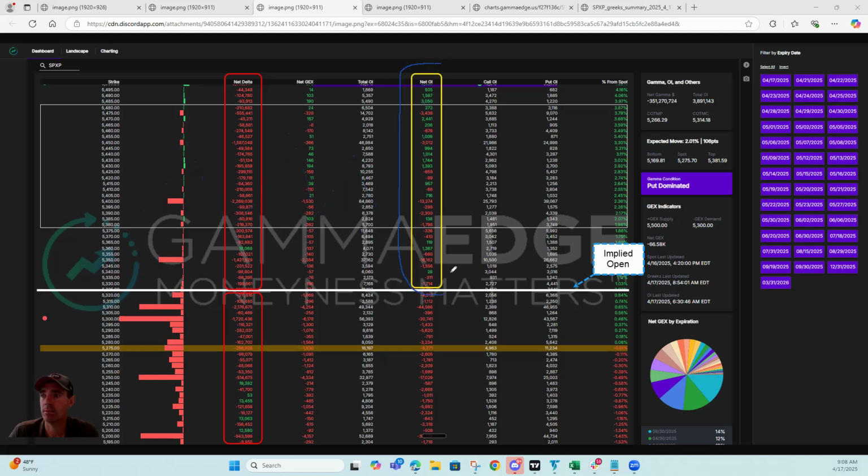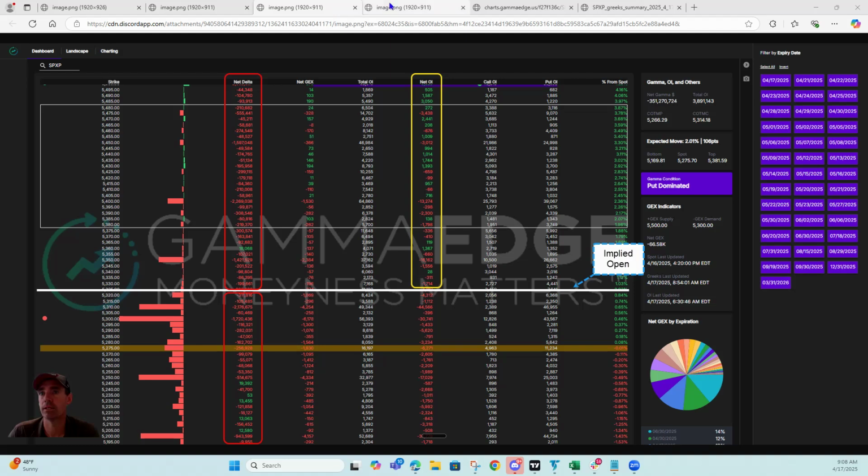Net OI remains put dominated, even though we do see some in the money calls above us. But again, the puts maintain the overall control of the option structure. So to the downside, again, we referenced that 5,300. Our implied open is here. So staying below 5,300 would lead to a little bit more weak and bearish state. Again, 5,250 to the downside, and then 5,200 here are important key strikes that we would watch for price action or reaction if we get to those levels.